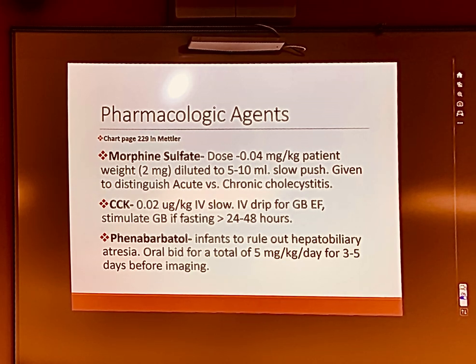And phenobarbital. Phenobarbital is for the babies. It's oral, obviously, because they're babies. 5 milligrams per kilogram per day for 3 to 5 days. Sometimes up to 7, typically 3 to 5. Okay.